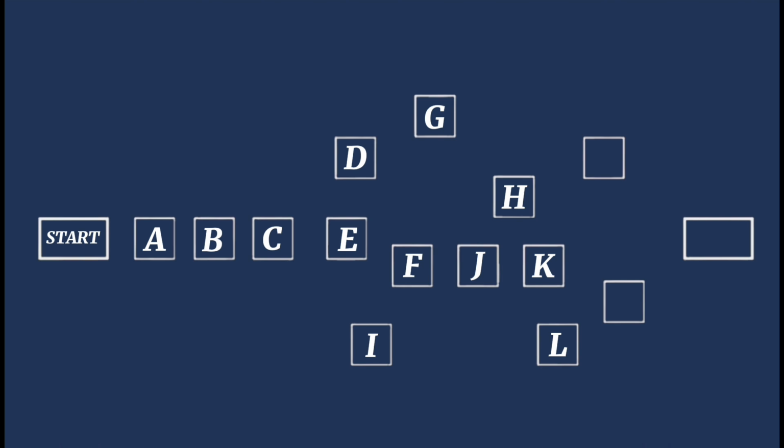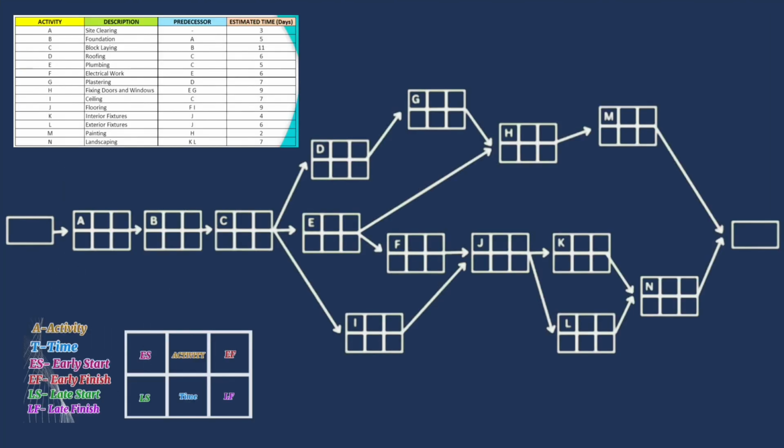On the other side, activity M requires activity H, while N needs activities K and L. And lastly, activities M and N have no successors. They will directly go into finish. We will proceed to the actual project network, where we're going to apply the convention method. Let's start with the forward pass.